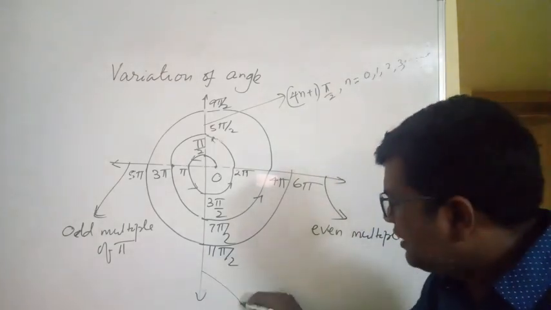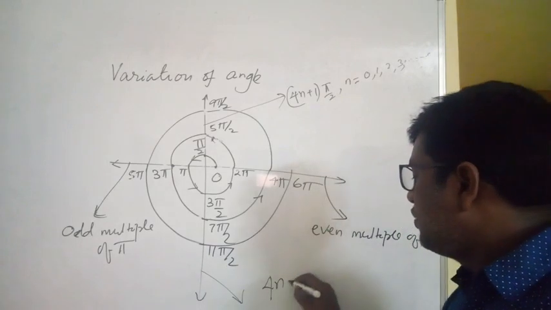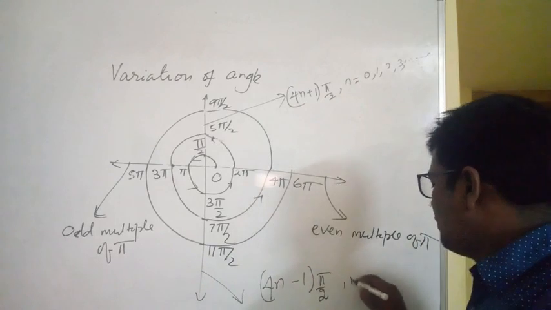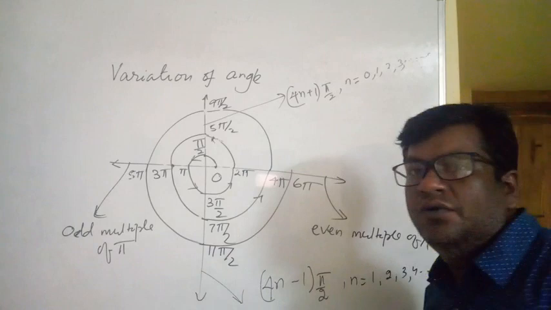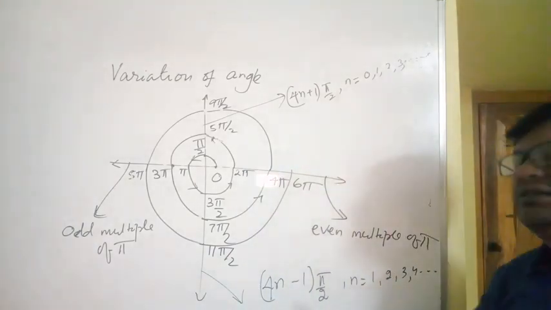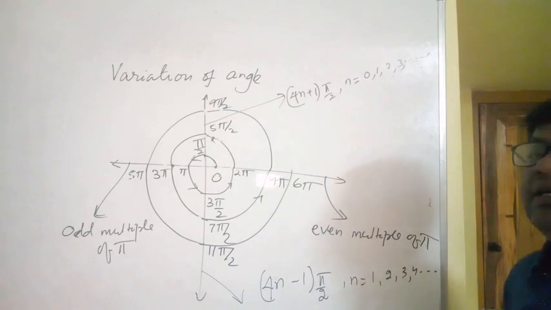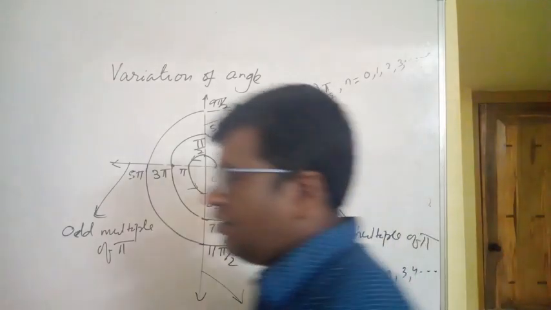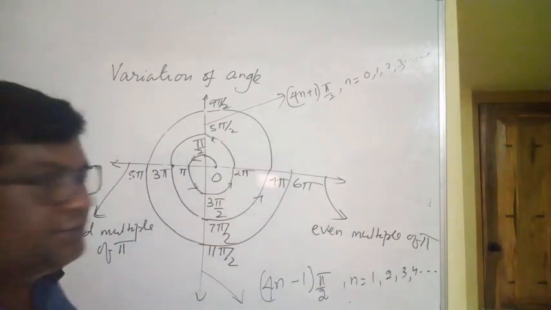And this axis can be written in short form as (4n − 1)π/2, where n = 1, 2, 3, and so on. If n = 1, 3π/2; n = 2, 7π/2; if n = 3, 11π/2, etc. These are all about the rotation or variation of the angles in different quadrants.